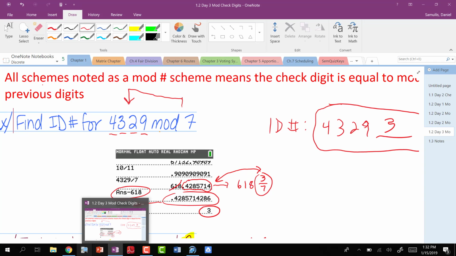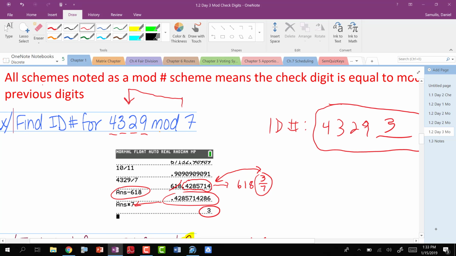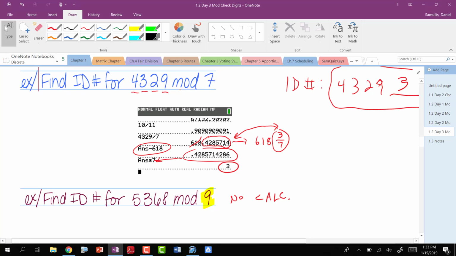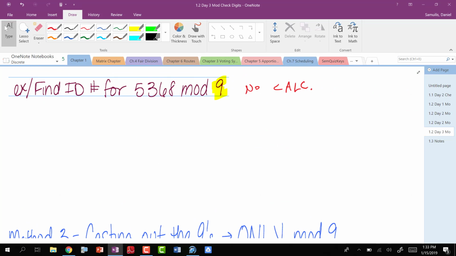Hold on. I got too many icons down there. Here we go. All right, here we go. All right, now look. Shh. Why is this no calculator?